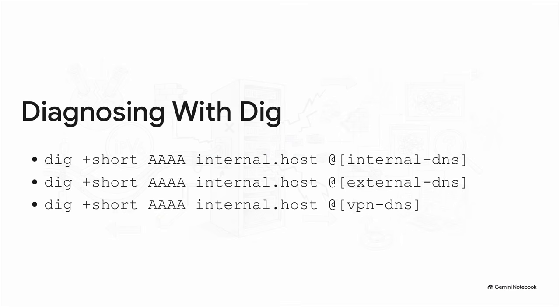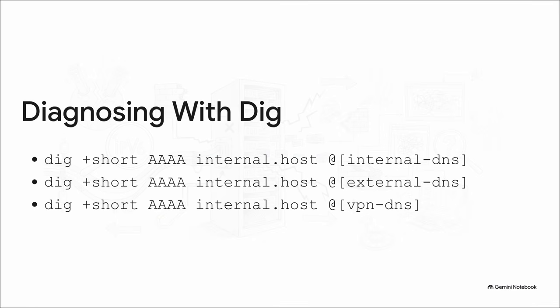These are 3 specific dig commands built to isolate whether your internal, external, or VPN DNS is the one handing out the wrong AAAA record. By running dig +short AAAA, followed by your internal hostname, and then specifying the exact DNS server using the @ symbol, you literally force the query to a specific destination.